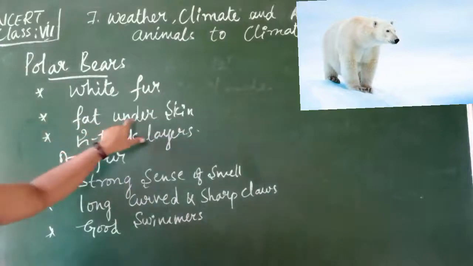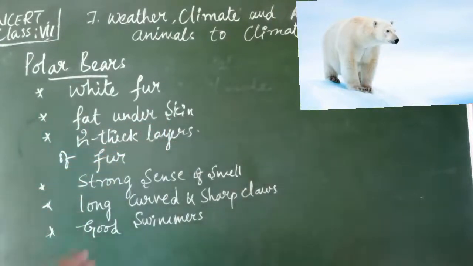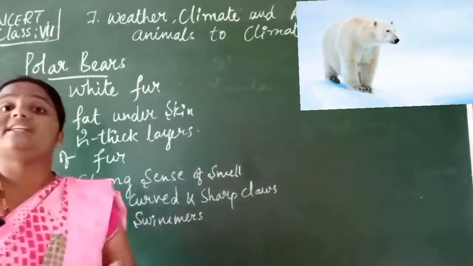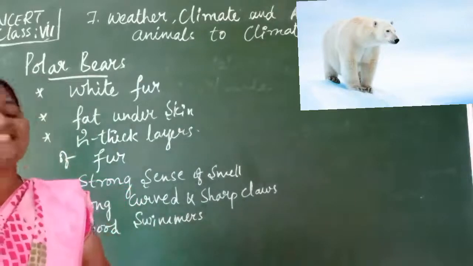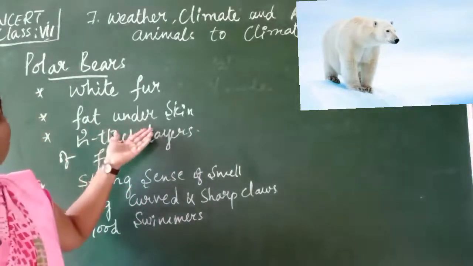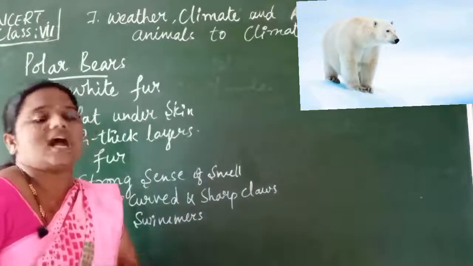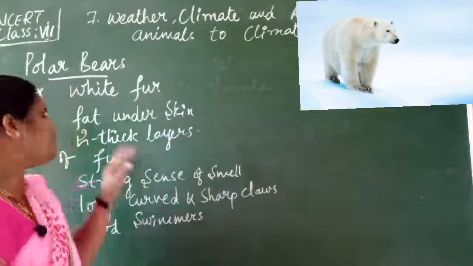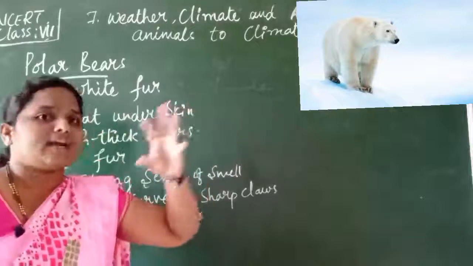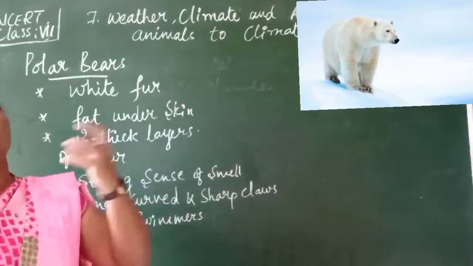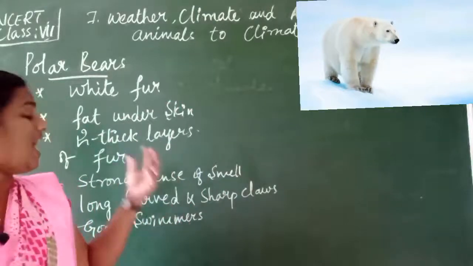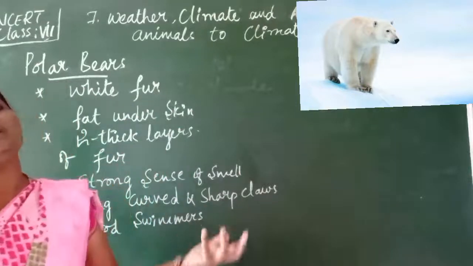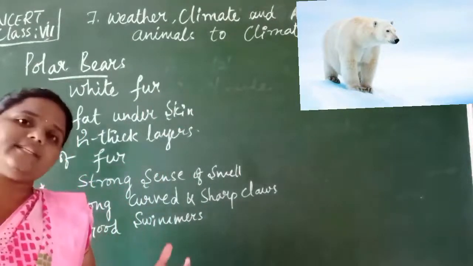Next, it has fat under the skin. We have studied that the temperature of that region is very low, even minus 37 degrees Celsius. So what happens? Its body should resist against the cold. That's why it has fat under the skin. You know children, fat acts like an insulator. Means it doesn't allow the heat to enter into its body, and by the presence of fat under the skin, it can protect its body from the warmth and keeps it cold.